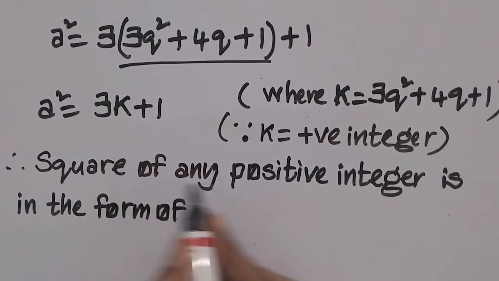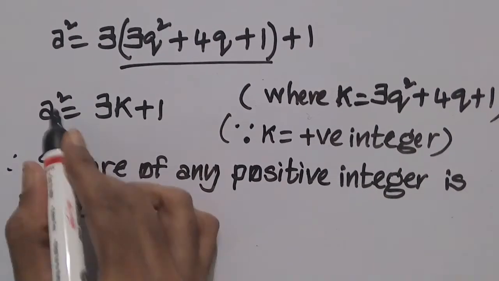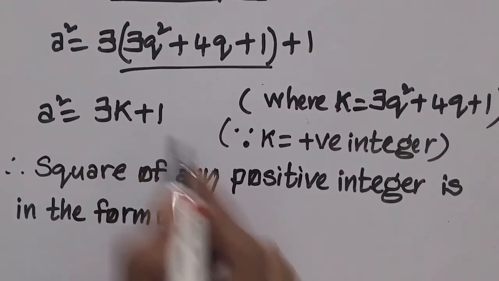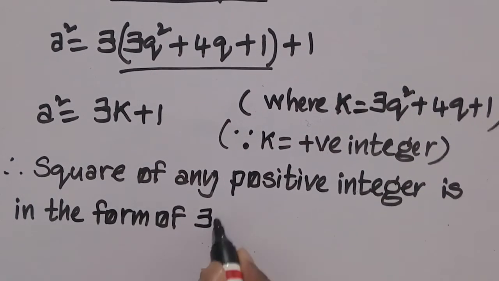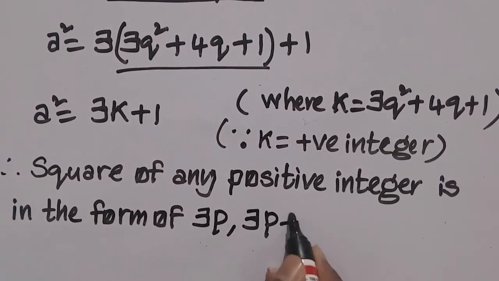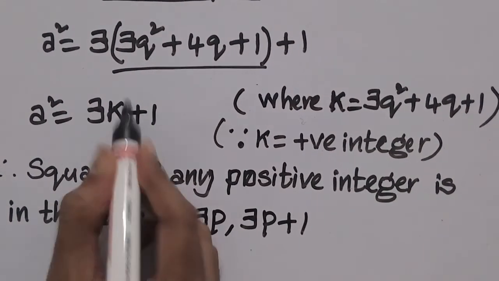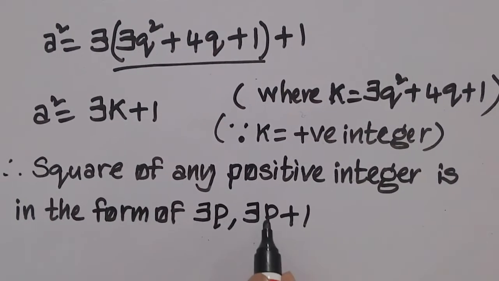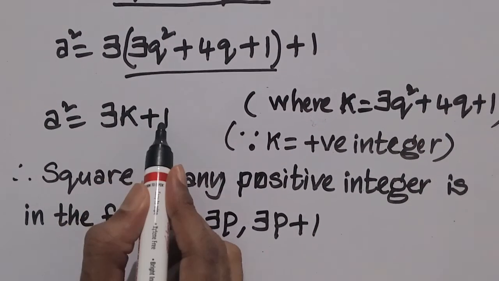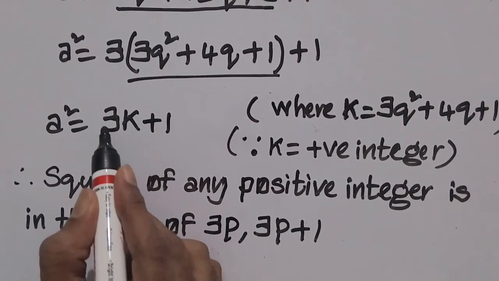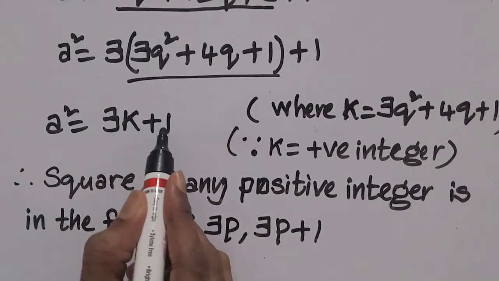Therefore square of any positive integer is in the form of 3p or 3p plus 1. Okay, k is a positive integer, p is also a positive integer. First value came as 3p, second one 3p plus 1, and the third equation also we got as 3p plus 1.